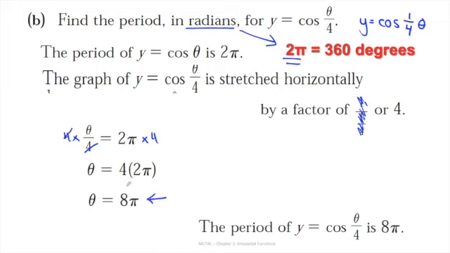8 pi would be like saying 2 pi, which is 360 degrees, times by 4. So to put that into perspective, that is going to be a big number, 1,440 degrees. Okay, so that is kind of the same thing. So you can picture that. So your graph is going to be stretched out quite far horizontally. Okay, so copy that example out as well.